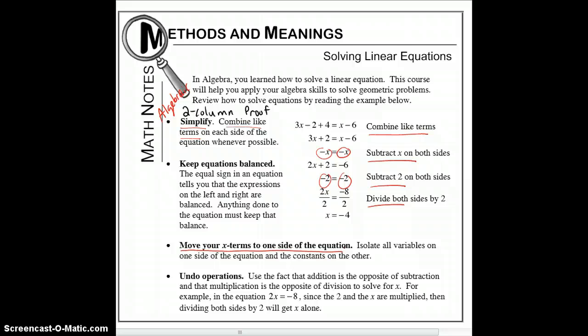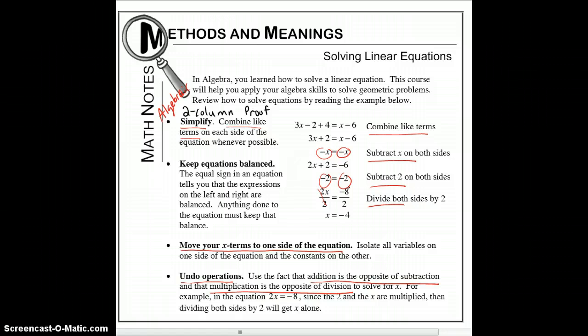And it also reminds you about your undo operations. So remember to use the fact that addition is the opposite of subtraction and multiplication is the opposite of division, and that in essence helps us solve for our x. So if 2 is being multiplied by the x, we divide to have the 2's cancel and leave us with x is equal to -8 divided by 2, which is -4.